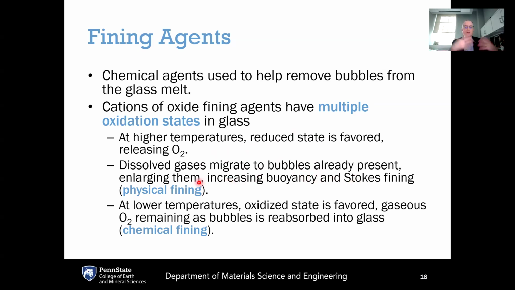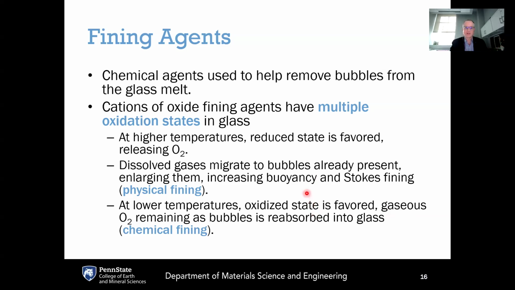So this fact of having larger bubbles that rise faster is what's called physical fining, and that is one of the mechanisms by which fining agents work. The second mechanism is chemical fining. As you lower the temperature of the fining agent as it exits the finer and starts to cool down, at lower temperatures the oxidized state of the fining agent is favored. That means any remaining gaseous oxygen that didn't fine out is going to be reabsorbed into the glass to convert the fining agent from its reduced state back to its oxidized state.